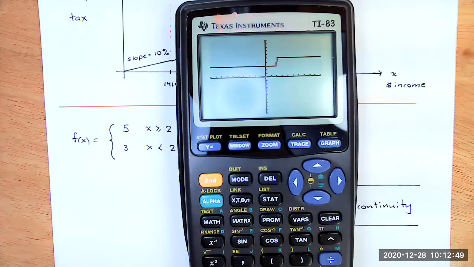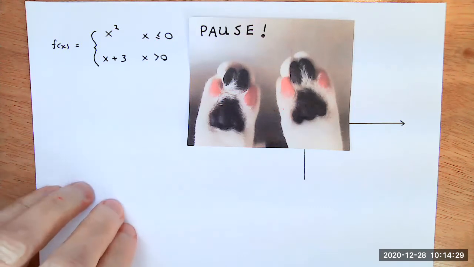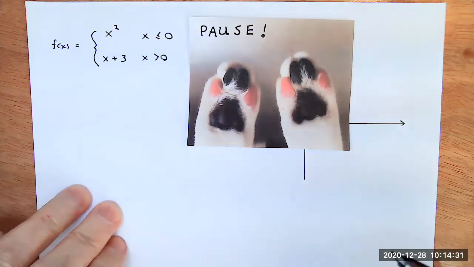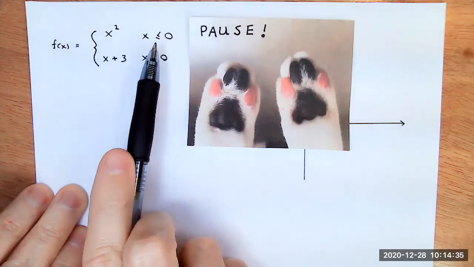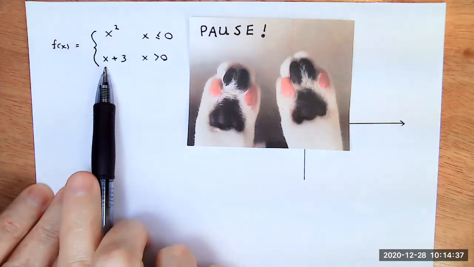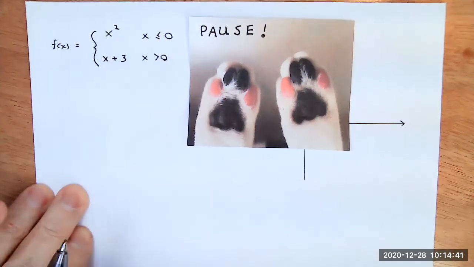Let's do another. Suppose we have this piecewise defined function. f of x is x squared for x less than or equal to 0, and f of x is x plus 3 for x greater than 0. And this would be a good time to hit the pause button and try this one on your own.